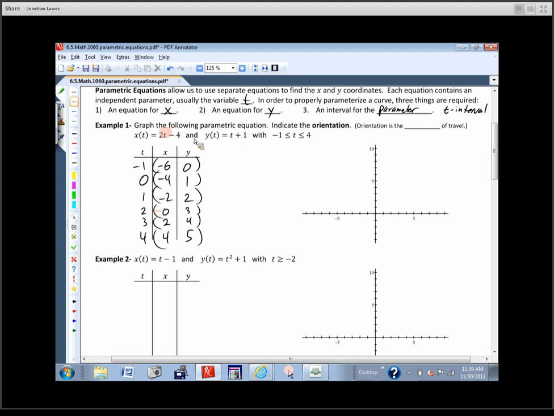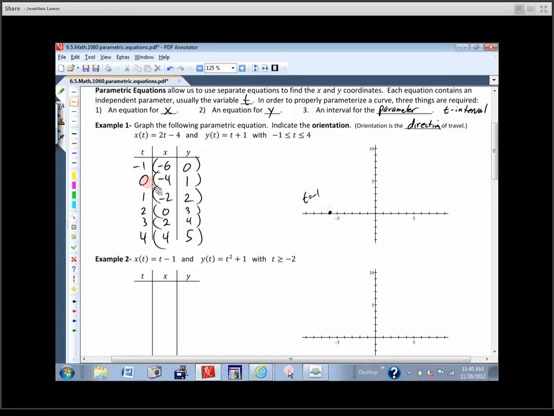And it says, graph the following parametric equations, indicate the orientation. Okay, here's what orientation is. Orientation is the direction of travel. So we're going to start at the first t value, and you can kind of think of t as time. So we plugged in a -1, and we got this point, -6, 0. So at t equals -1, we were right here.